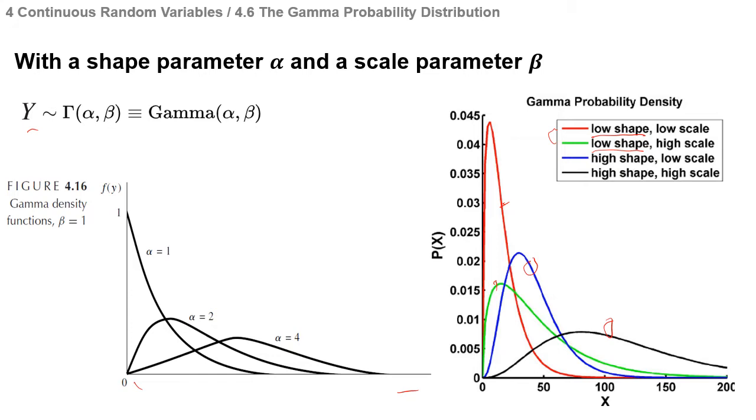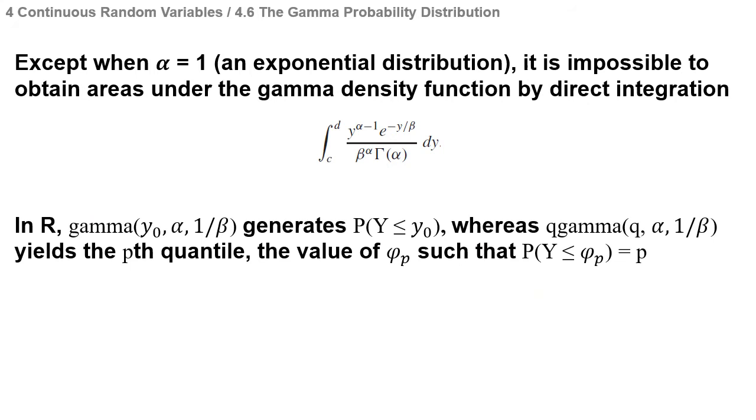One of the important traits is that when alpha is 1, it is the exponential distribution. Except in that case, it is impossible to obtain areas under the gamma density function by direct integration. So here is the gamma distribution, integrating it from C to D. This is the probability that y is greater than or equal to C and less than or equal to D. The direct integration is impossible. So how can we calculate this value? To do that, you can calculate that number computationally.